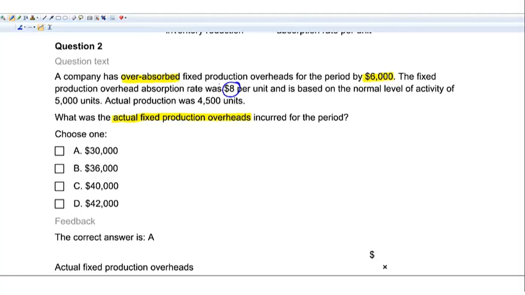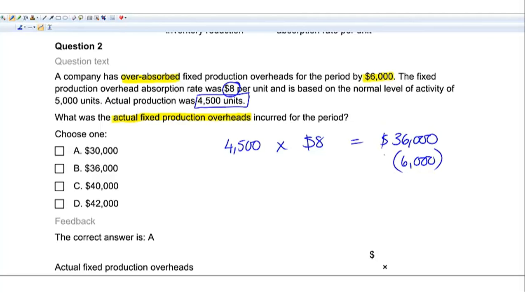If we're asked for the actual fixed production overhead incurred, we need to calculate what we have absorbed as a fixed production overhead. And what we would have absorbed as a fixed production overhead is the actual units times the overhead absorption rate. So therefore, the actual production overhead absorbed will be 36,000. We are told in the question that we have over-absorbed 6,000.